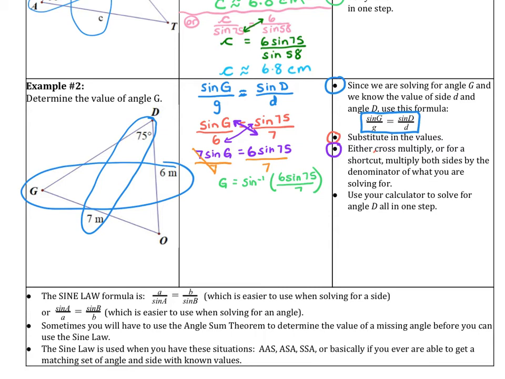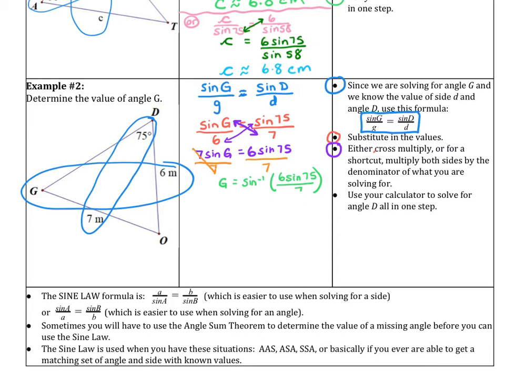So in your calculator, to get that sine inverse, remember you have to take either shift sine or second function sine, however you get that button on top of your sine. So get sine inverse bracket 6 times sine 75 divided by 7.